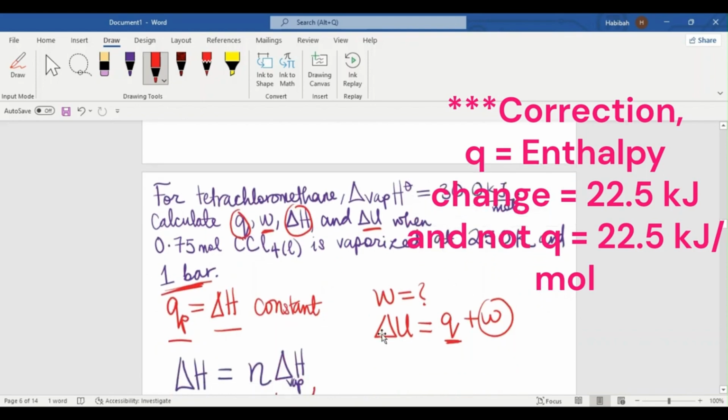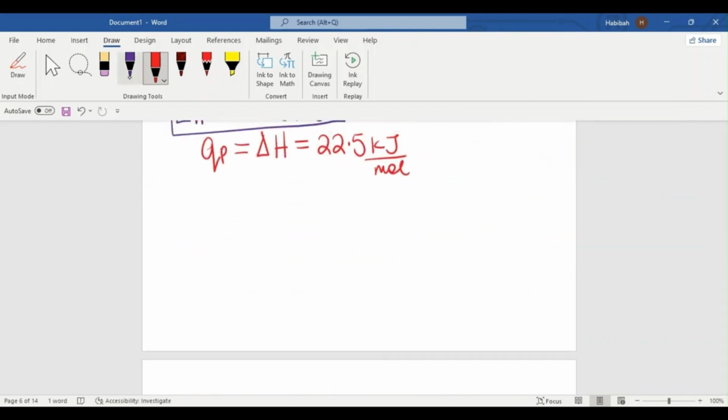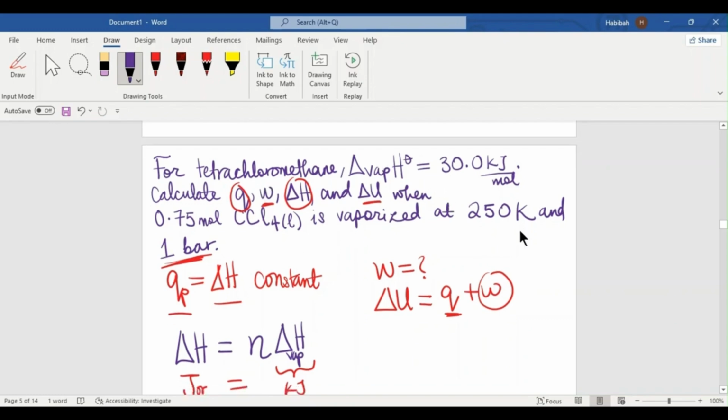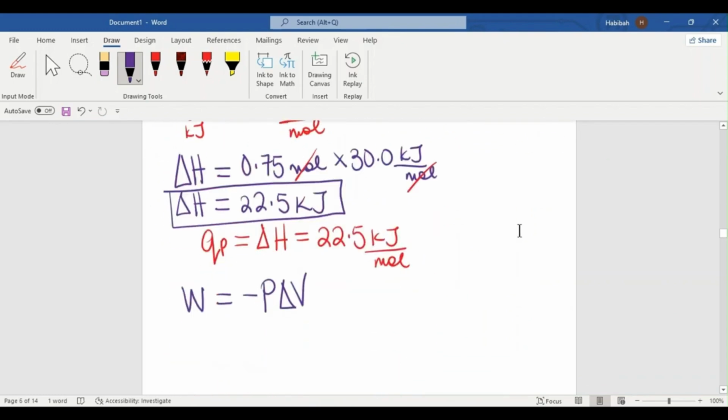The next thing we have to do is determine work. Remember that generally the formula for work is negative P external, the pressure that we're dealing with, times the change in volume. But we also have to remember the chemistry behind this particular question. We're told that tetrachloromethane is vaporized, going from liquid to vapor, which is basically a physical change. So going from having something in a container in liquid form to gaseous form is going to look like this.